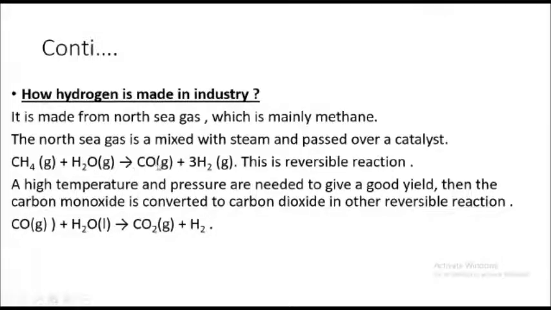So the products will be carbon monoxide, which is a gas, and also hydrogen, which is a gas. So the reactants and the products are all in the form of gas. This is a reversible reaction. What does reversible reaction mean? It can go back, or return, to its original existence.